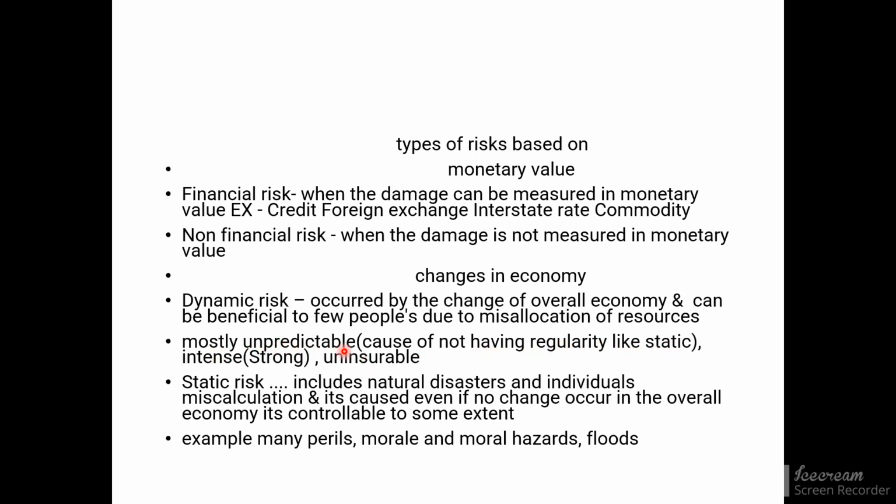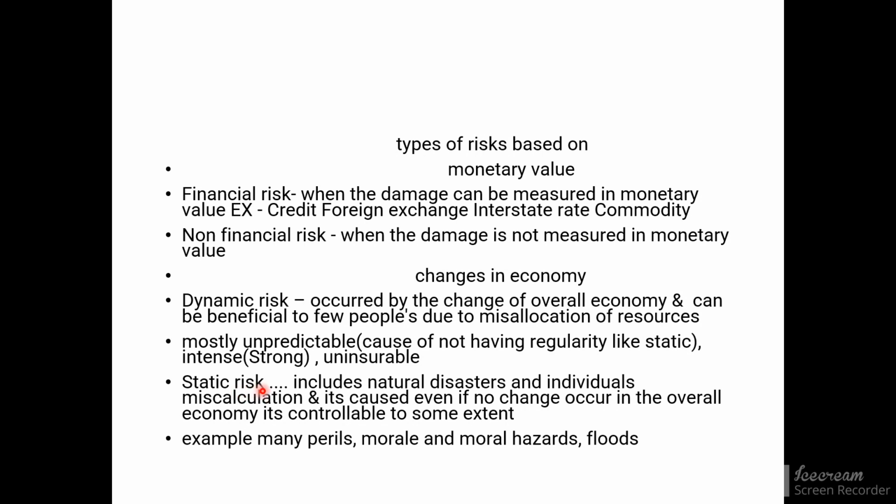It will not come with a pattern, so it's hard to predict. It's intense. Once it comes, it's more intense than the static risk. Because this happens to the overall economy, it's uninsurable, because insurance companies cannot cover all of this damage. So the other risk is static risk.